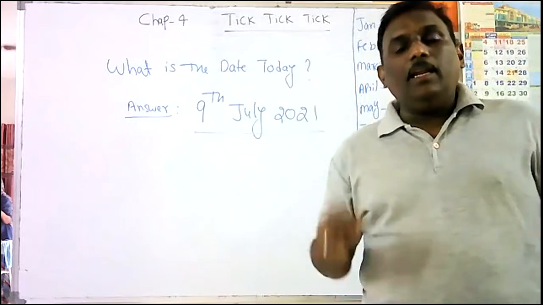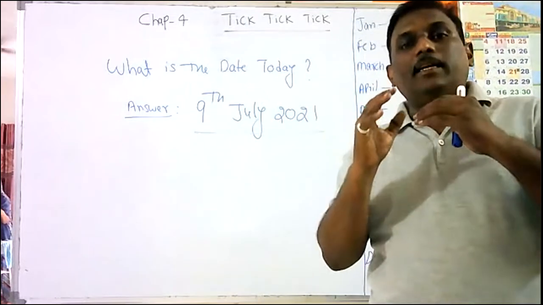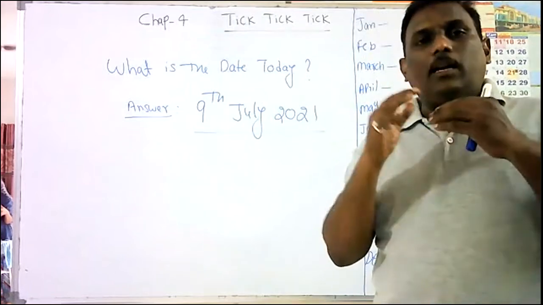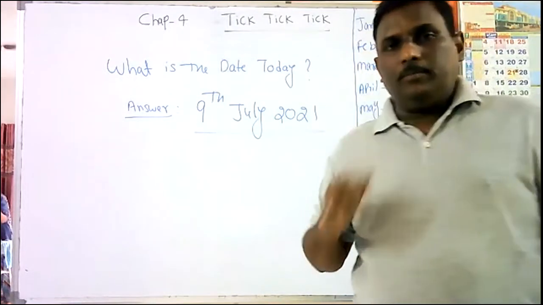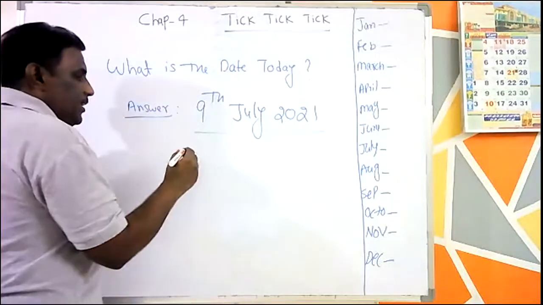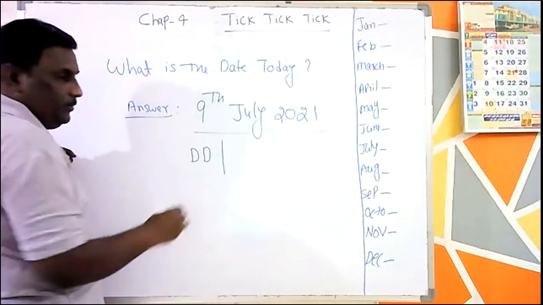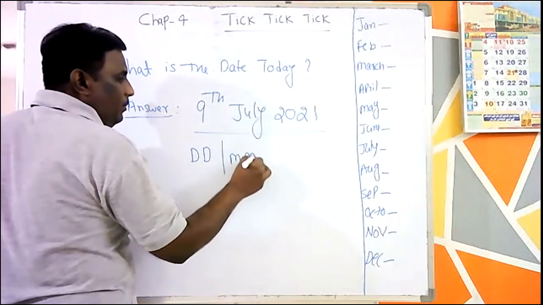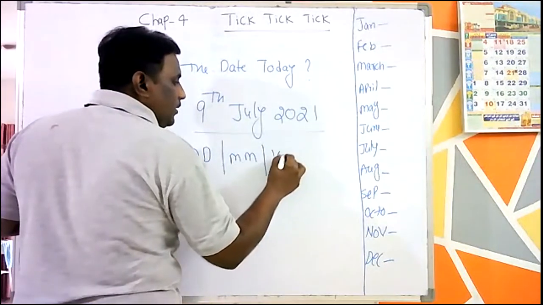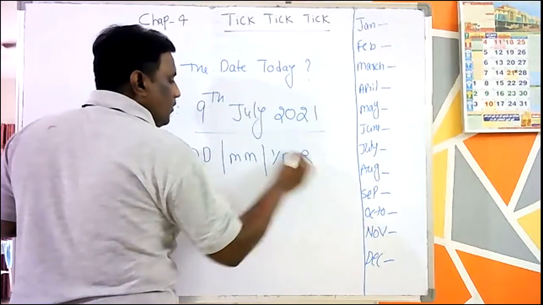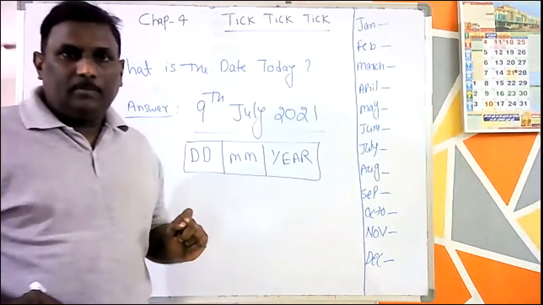But there is a procedure, there is a standard format to write the date. We can't write the date as our wish. We have to write in a proper way. You have to write like this. DD means date. Then MM means month. Then year. This is the standard format of writing any date.